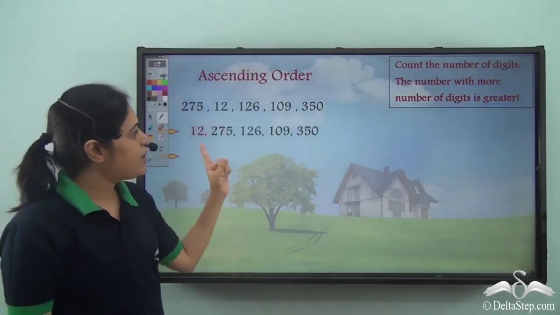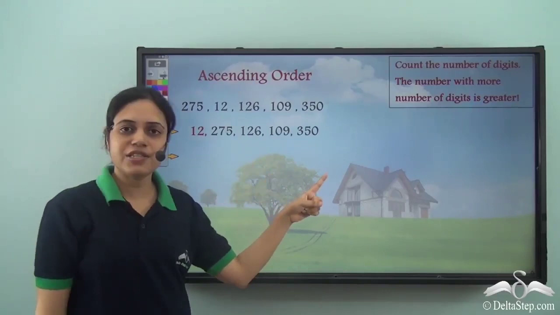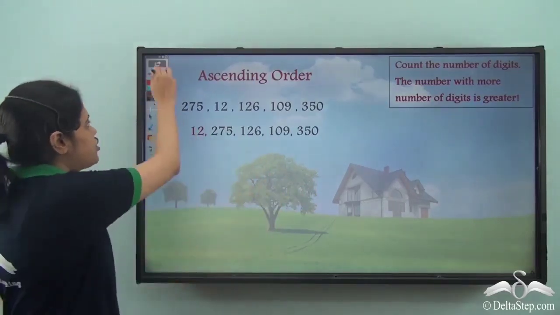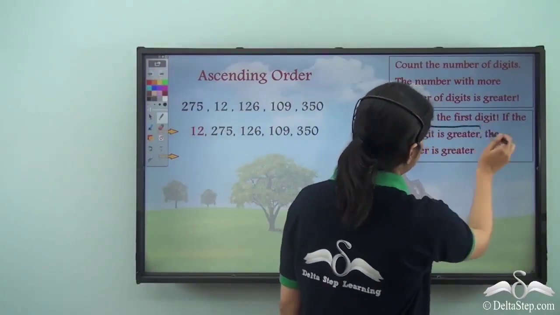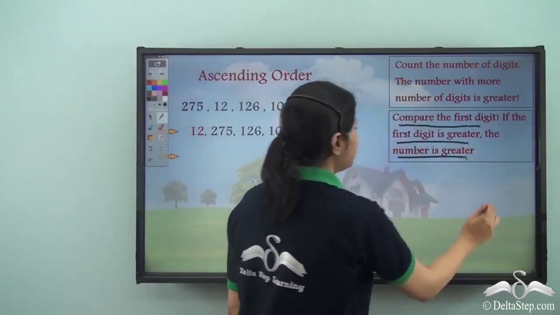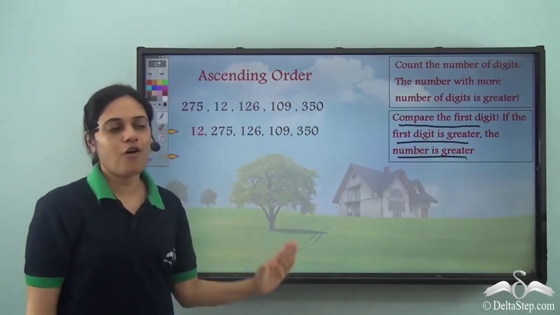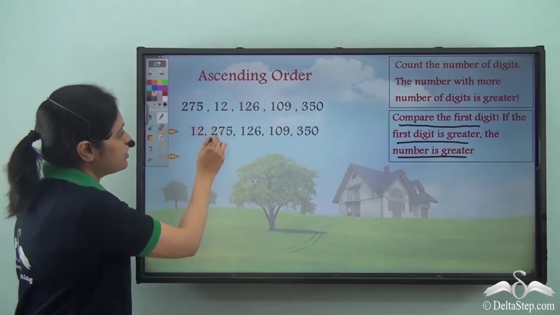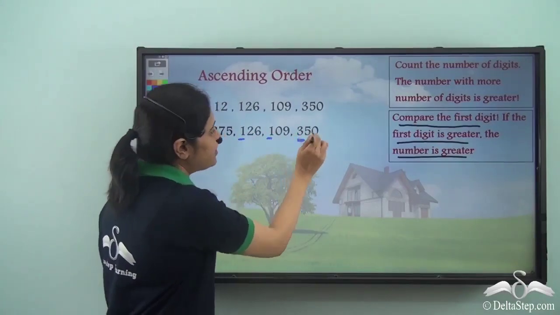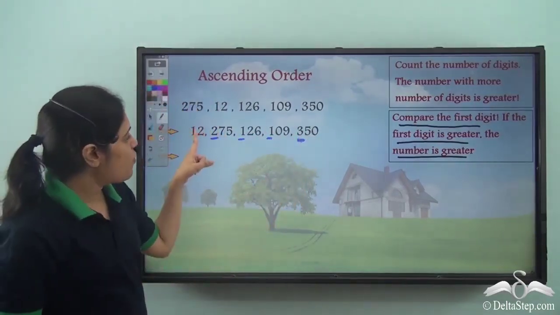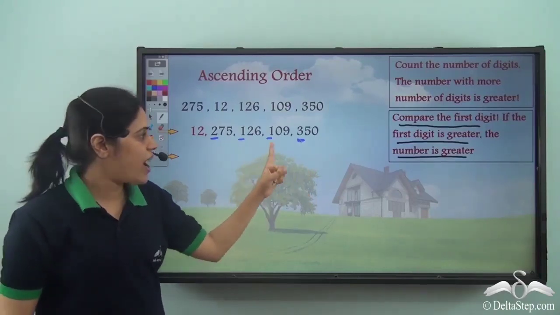So let us compare among these numbers now. How will I compare? Each has 3 digits. So we use the next trick. The next trick is compare the first digit. If the first digit is greater, the number is greater. So I compare the first digit of all the numbers. This is 2. This is 1, 1 and 3. So the first digits are 2, 1 and 3.